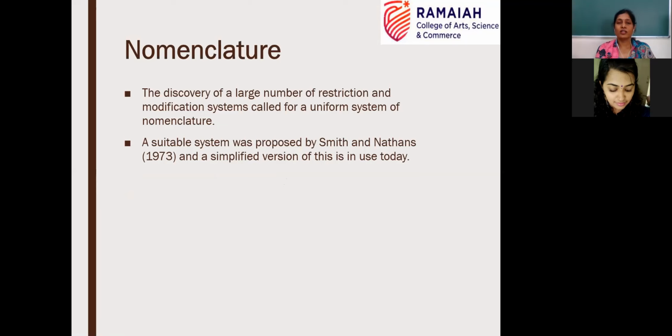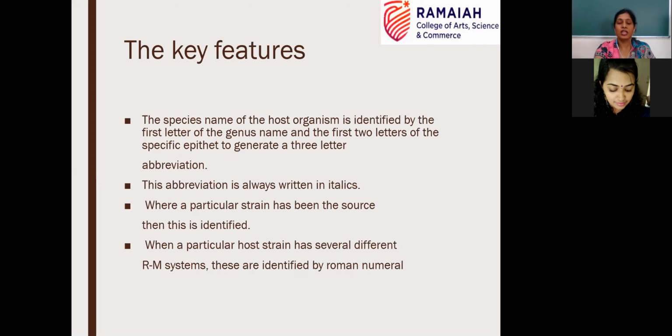But the system they had introduced has been simplified much, and the simplified version of this nomenclature system is in use these days. Now let's see how we name the restriction enzymes based on this nomenclature system. The first letter of the restriction enzyme indicates the first letter of the genus name of the host organism. Please make note of it.